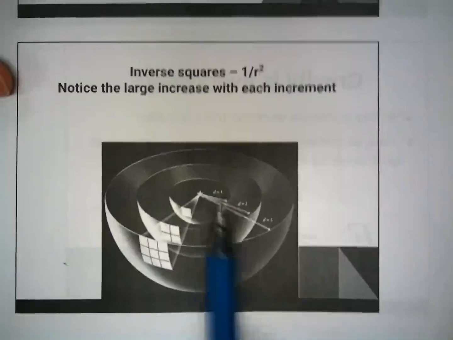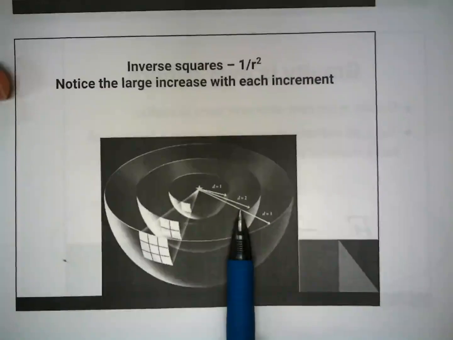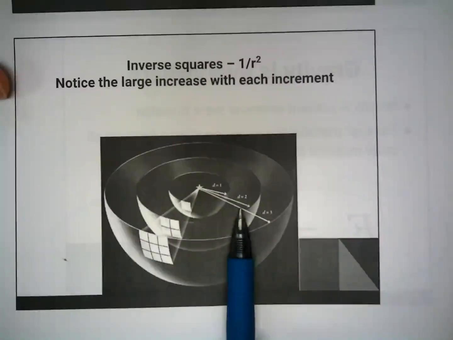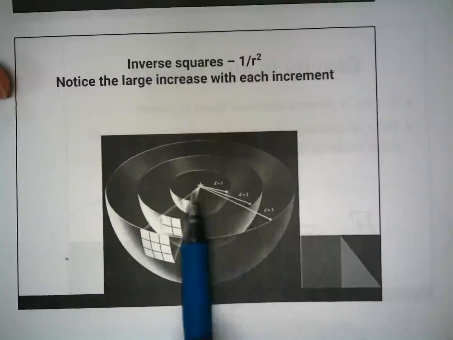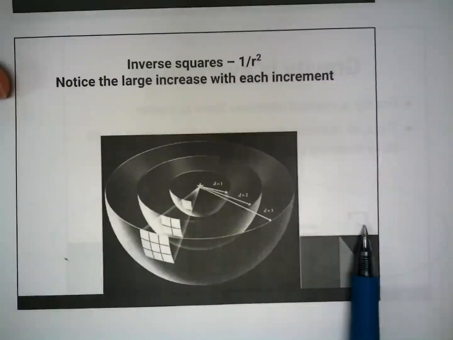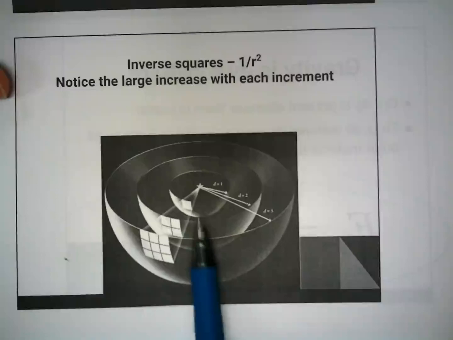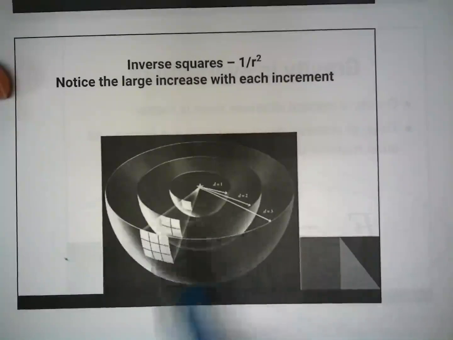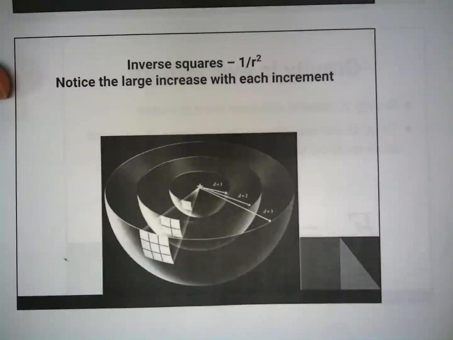so if we start with D1, double it, well then D1 plus D2 gives us D3, every time you increase the radius by its original amount, what you'll notice is that the force exerted on an object more or less decreases.